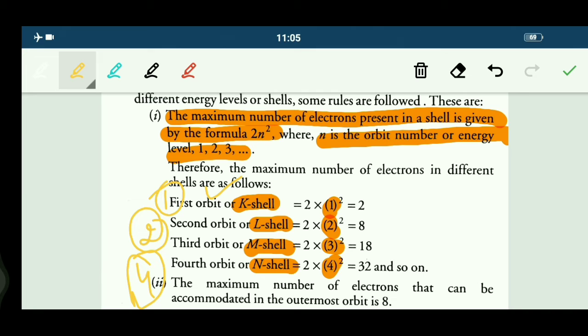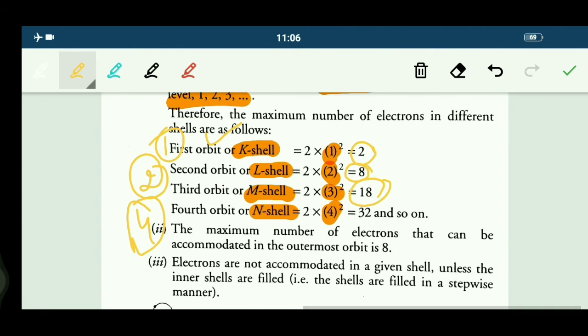So what will be the electron accommodation here? 2 electrons can accommodate in the first shell, 8 electrons can accommodate in the second shell, 18 electrons can accommodate in the third shell, and 32 in the fourth, and so on. So I hope this is clear, children.